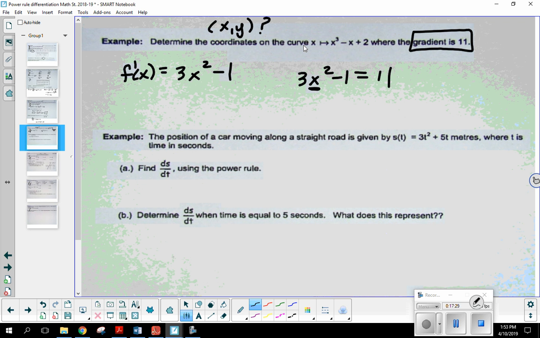Once we find x, do we plug it into the derivative? No, you don't plug it in the derivative. You plug it back into the original function. That's a good question. Not the derivative, the original function.